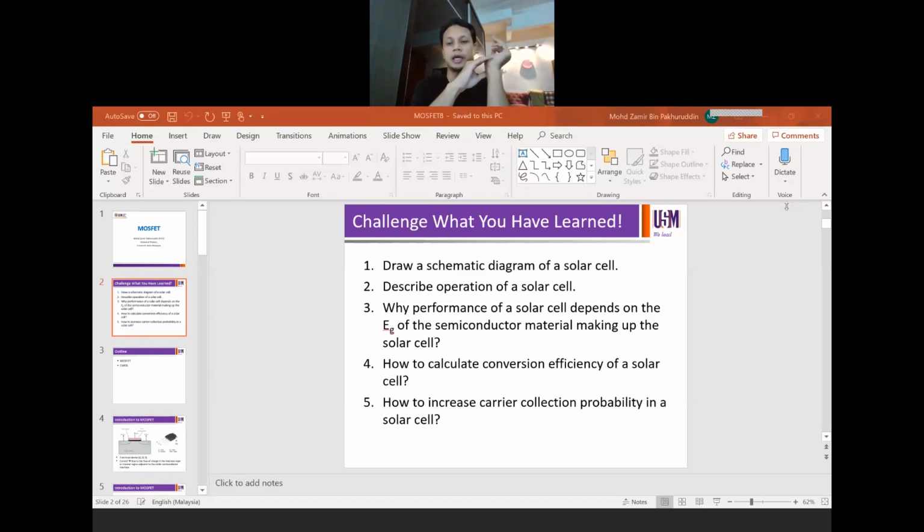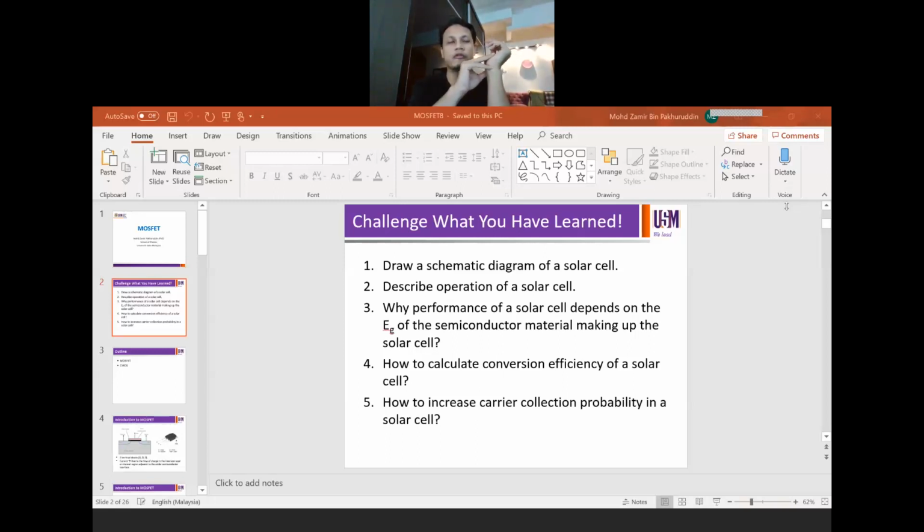Yes, exactly. E_photon must be larger than or equal to E_G. So that means if you are using silicon as your absorber material, which means the main semiconductor used for the solar cell, then the band gap is 1.1 eV. So that means the photon energies have to be equal to 1.1 or larger than 1.1. Then only the valence electron can be knocked out and ready for conduction.